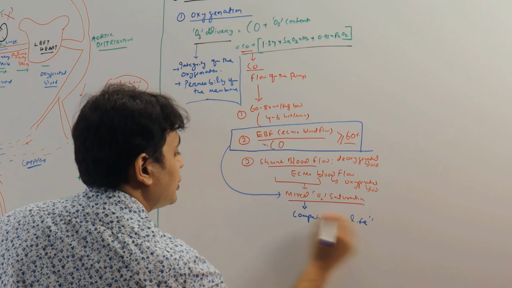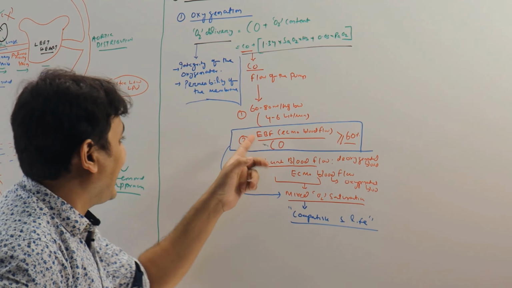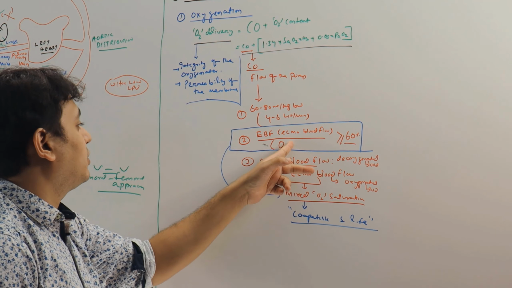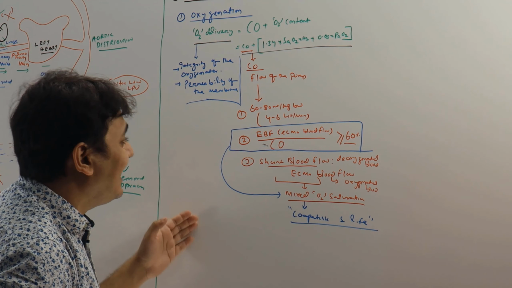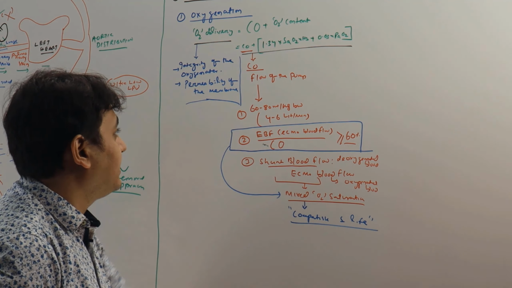So always make sure to produce an ECMO blood flow more than 60% of the patient's cardiac output, right? Or let's say if the patient's cardiac output is 10 liter, then you have to give an ECMO blood flow of 6 liter per minute, right?